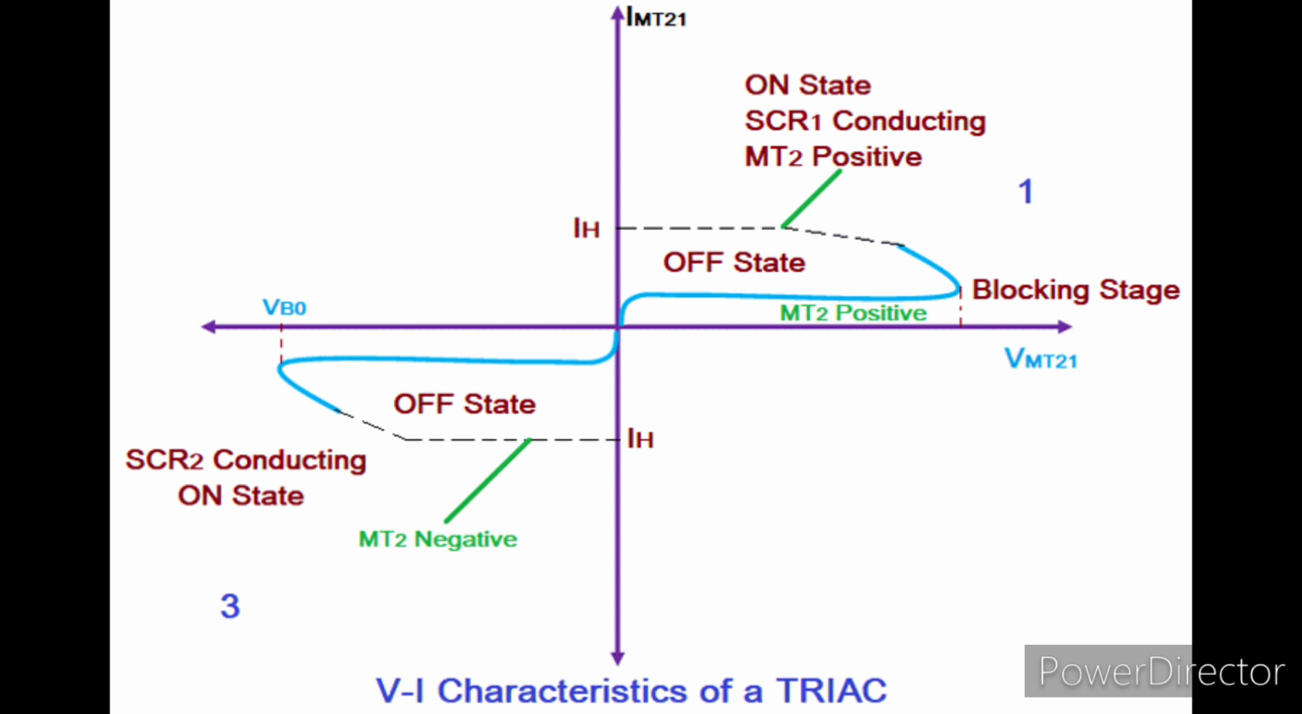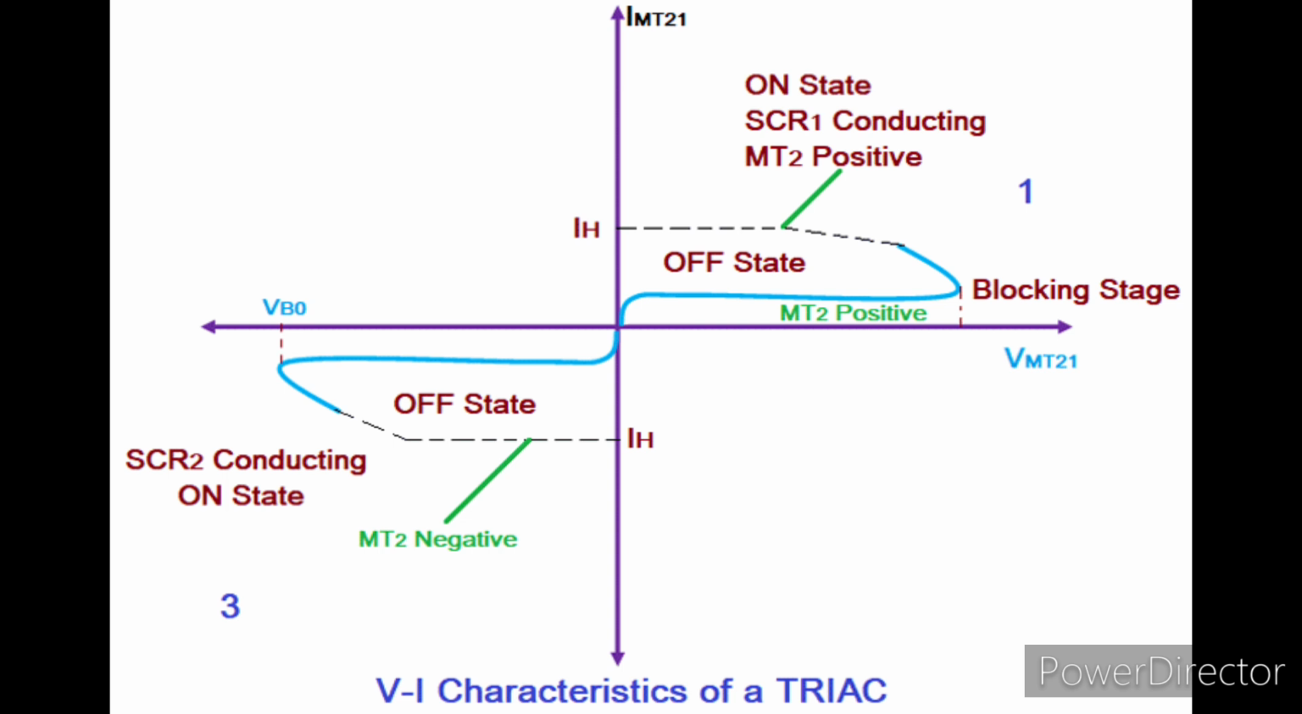Now, if you remove the gate pulse before the device has fully turned on, the device goes back to the off state. So the gate signal should be applied until the current reaches the holding current value. Holding current IH is the minimum current required to keep the TRIAC in the on state. Now after the current reaches the value of IH, the trigger can be removed, and even after removing the trigger, the device remains in the on state.